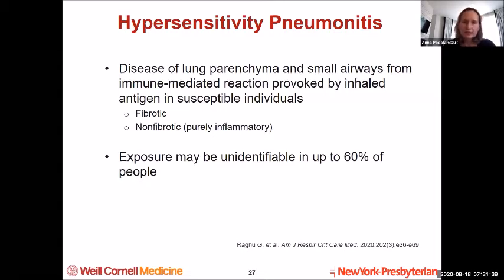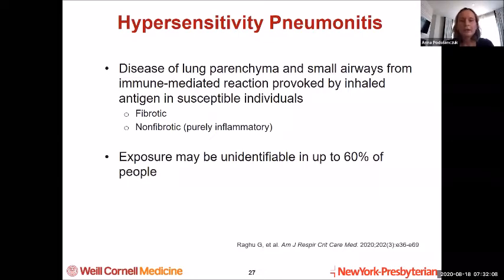So hypersensitivity pneumonitis is a disease of the lung parenchyma and small airways that is an immune-mediated reaction provoked by an inhaled antigen in susceptible individuals. And it's now categorized into two types. There's a fibrotic hypersensitivity pneumonitis and a non-fibrotic hypersensitivity pneumonitis. And non-fibrotic means that it's purely inflammatory, and I'll show you examples of this.